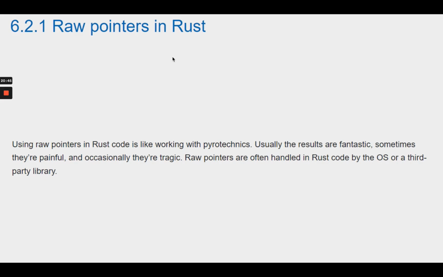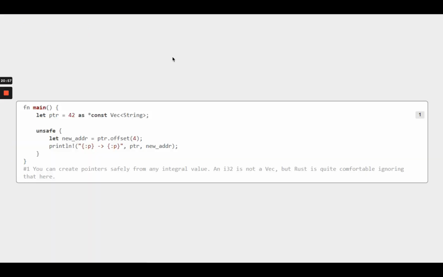Usually the results are fantastic. Sometimes they're painful. And occasionally they're tragic. Raw pointers are often handled in Rust code by the OS or a third-party library. To demonstrate their volatility, let's work through a quick example with Rust's raw pointers. Creating a pointer of arbitrary types from any integer is perfectly legal. Dereferencing that pointer must occur within an unsafe block, as the following snippet shows.